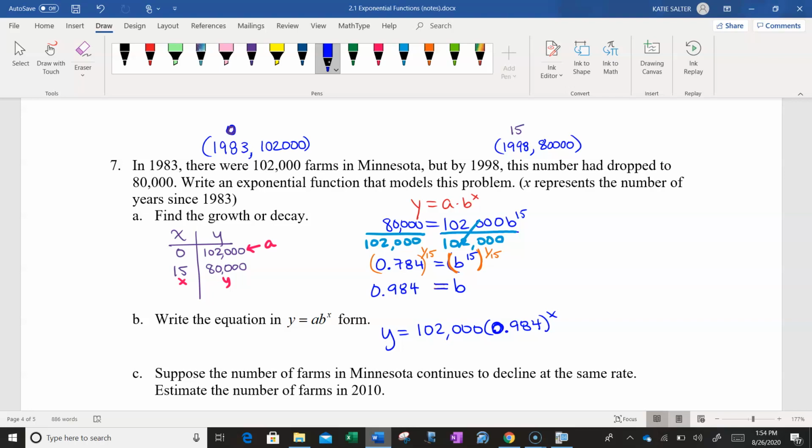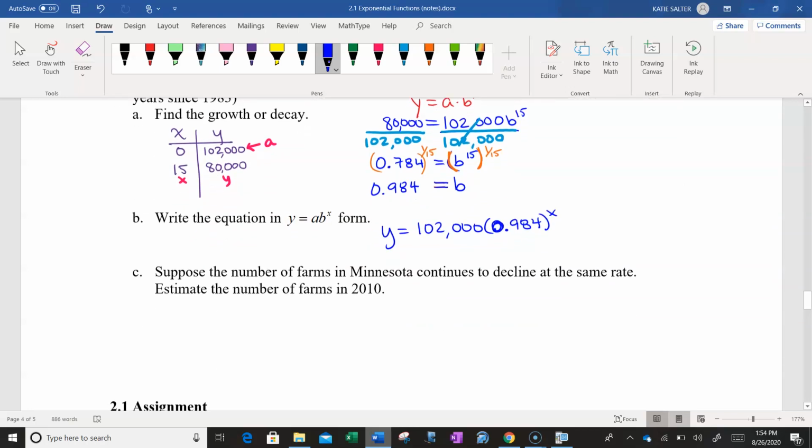Okay, suppose the number of farms in Minnesota continues to decline at the same rate. Estimate the number of farms in the year 2010. Okay, so the first thing we have to do is figure out how many years have elapsed. If we want to know for the year 2010, and this started in 1983, we would find the difference of those, which is 27 years.